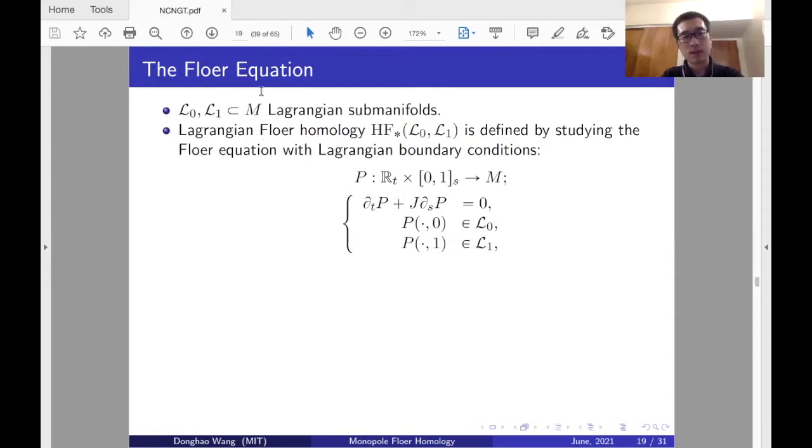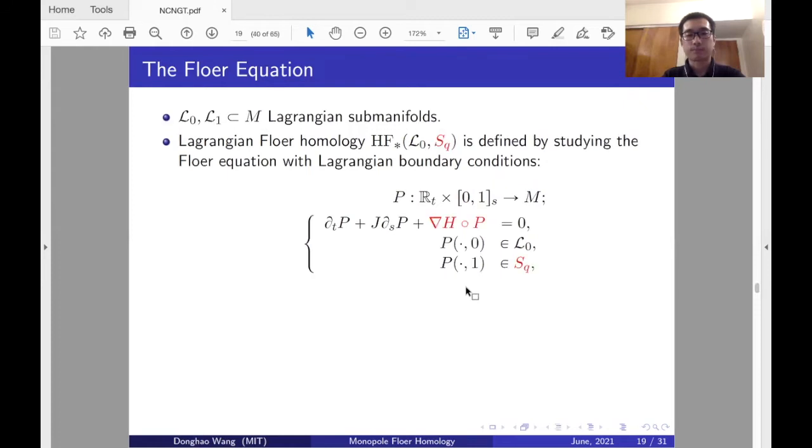But when the dimension of M is infinite, this Lagrangian boundary value problem is not very convenient to work with. So one may ask, can we define this Lagrangian Floer homology without actually referring to this boundary condition? This question sounds very awkward, but this can be partly accomplished when the second Lagrangian L1 is our thimble. And there are two major modifications of this setup.